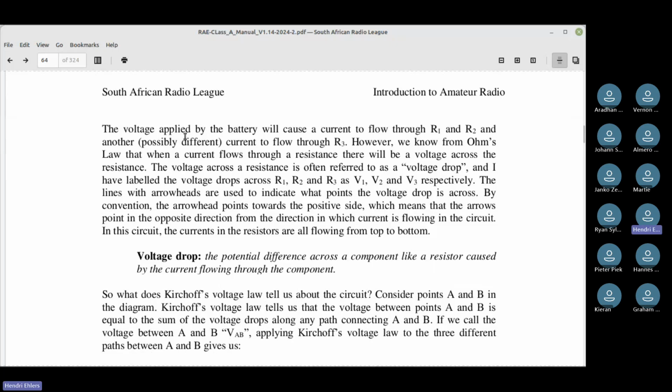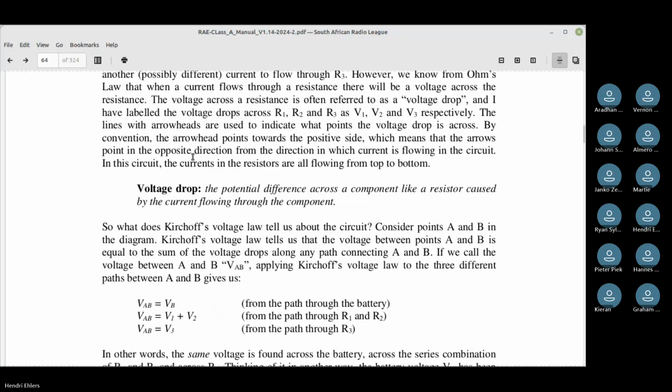Okay, but the voltage applied by the battery will cause a current to flow through R1 and R2. Current flow through R3. Okay, that is what we've just said now. However, we know from Ohm's law that when a current flows through a resistance, there will be a voltage across the resistance. I mean, we did say that. A voltage drop, we did say that as well. Okay, let's carry on.